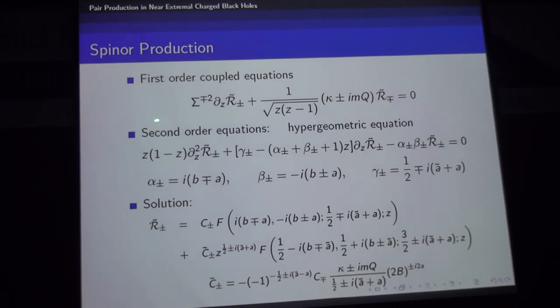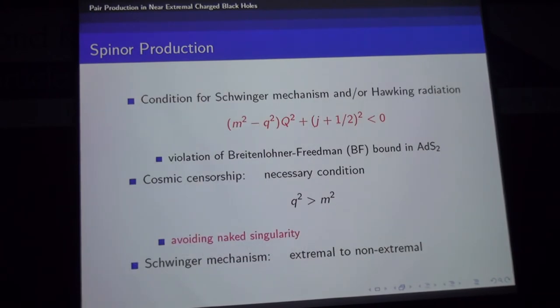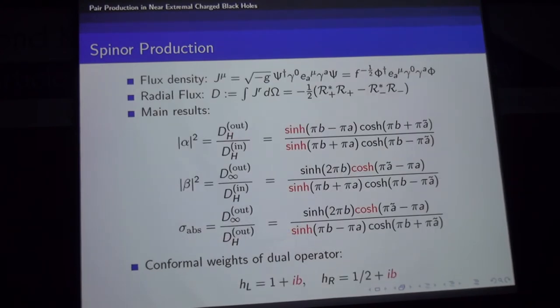Okay, so this equation can be transformed into the hypergeometric equation, and the solution is the hypergeometric function. Again, we can do a similar analysis for the spinor field case. For the spinor field case, we also have this inequality, in order to ensure the existence of the propagating mode. This inequality also gives a similar result. It just preserves the cosmic censorship conjecture.